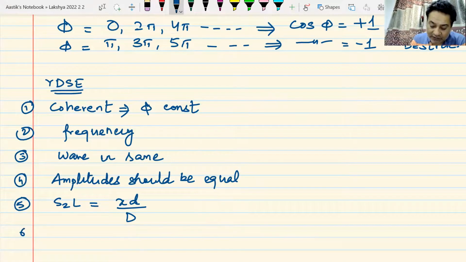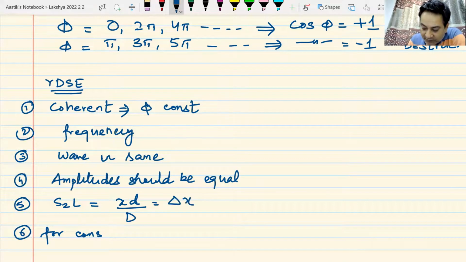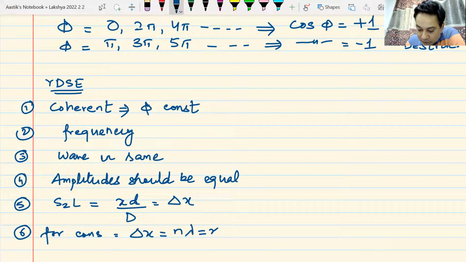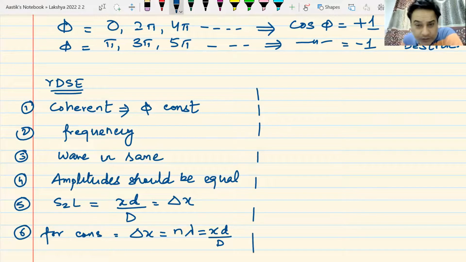Number 5, for constructive interference. What is the condition? Who will tell me? For constructive interference, this path difference delta x will be equal to n lambda. Do we understand this? Yes, sir. This is xd by capital D. So I'm trying to memorize everything together with you that I must remember about Young's double slit experiment. What is the next point that we should memorize?